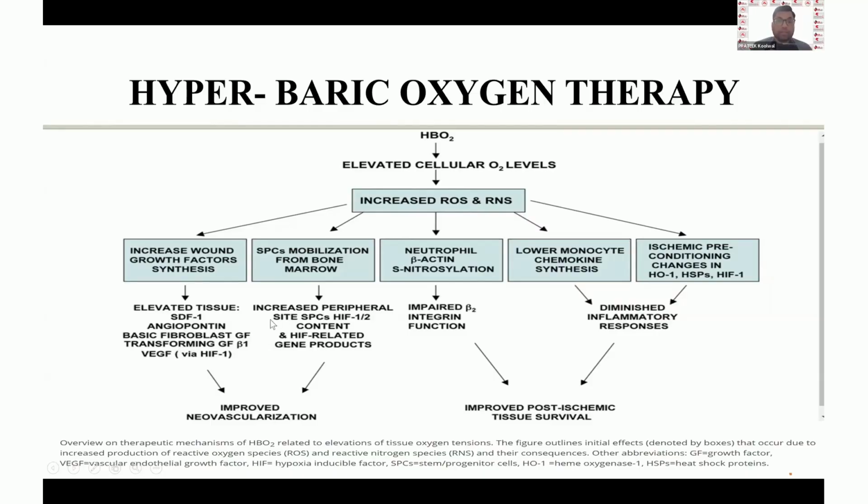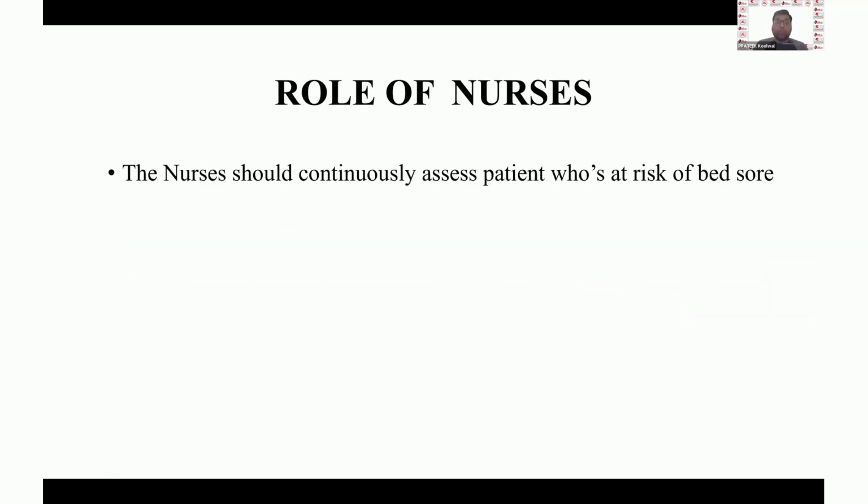Okay. Then stem and progenitor cells. This also helps the bone marrow to increase the peripheral stem progenitor cell content and increase the gene product. This is a very advanced type of how hyperbaric oxygen therapy works. You can use it in advanced stage 3 or stage 4 to heal the damaged part of the bed sore. This is the most important, the role of nurses.